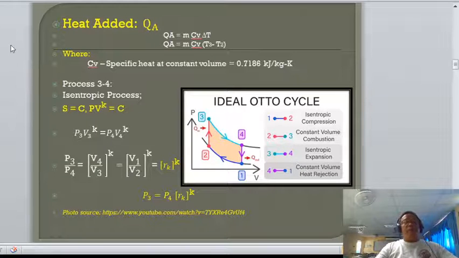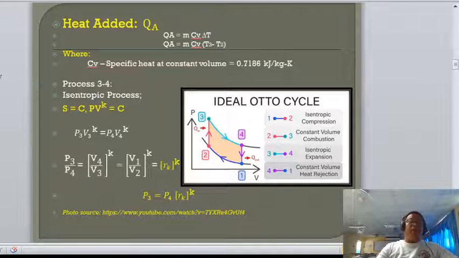Next is process 3 to 4. So this is again an isentropic process, only that the gas now will expand, or the product of combustion will now expand from higher pressure at pressure 3 to pressure 4. Again, this process is isentropic, wherein the general equation for isentropic is PV raised to K is equals to constant.